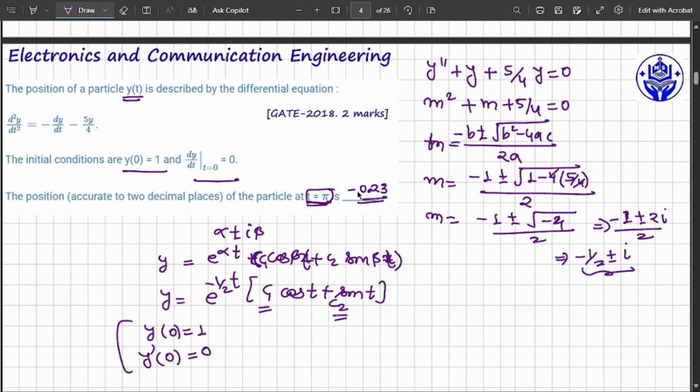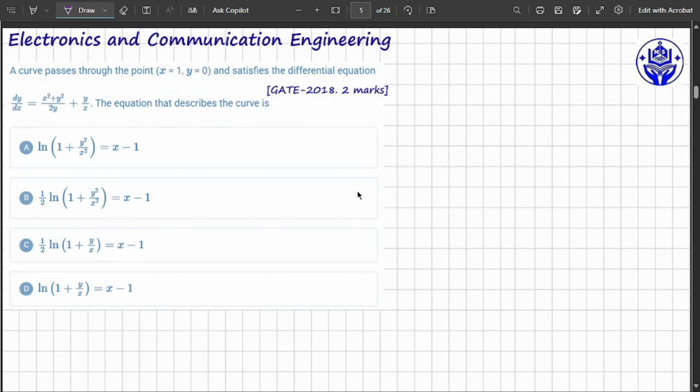Next we'll have a question. A curve passes through the point x equals this one, and in this case we have a differential equation. We'll have to find the solution of the differential equation. How can we find the solution? The differential equation is dy by dx equals x square plus y square upon 2y plus y by x.